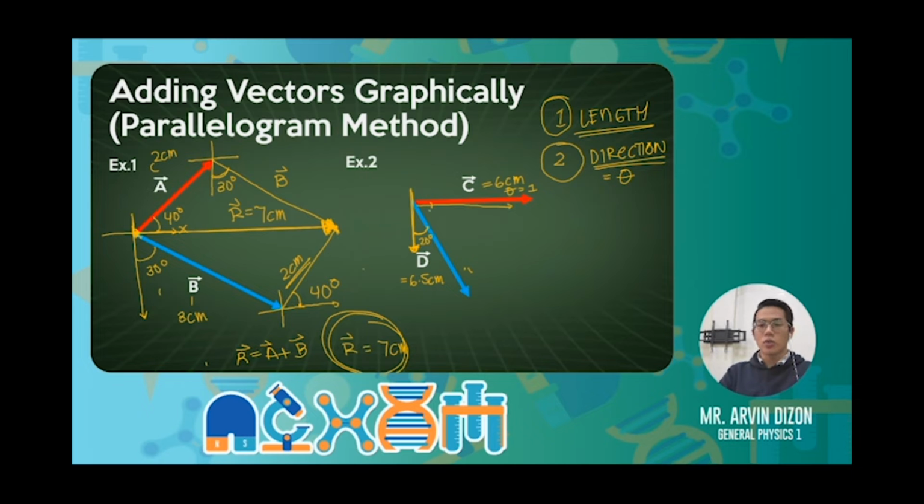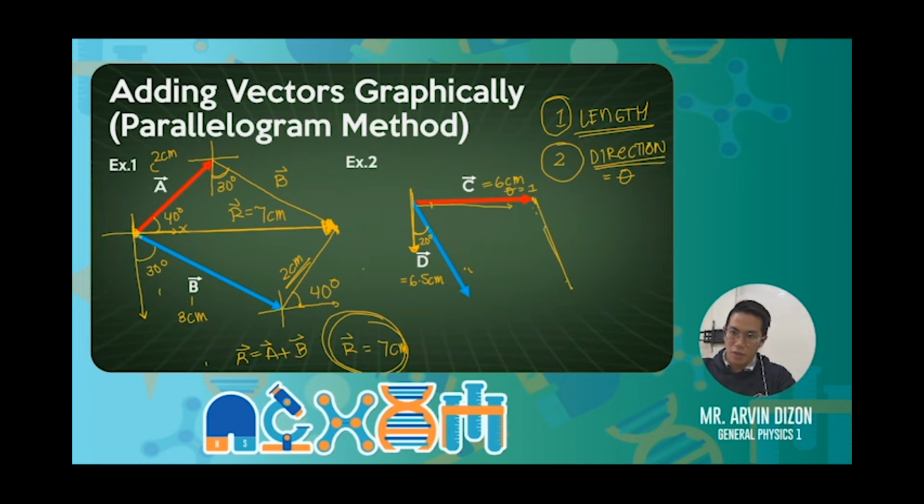First, I'm going to literally copy vector D and put the tail of D on the tip of C. Then maybe from here up to here.